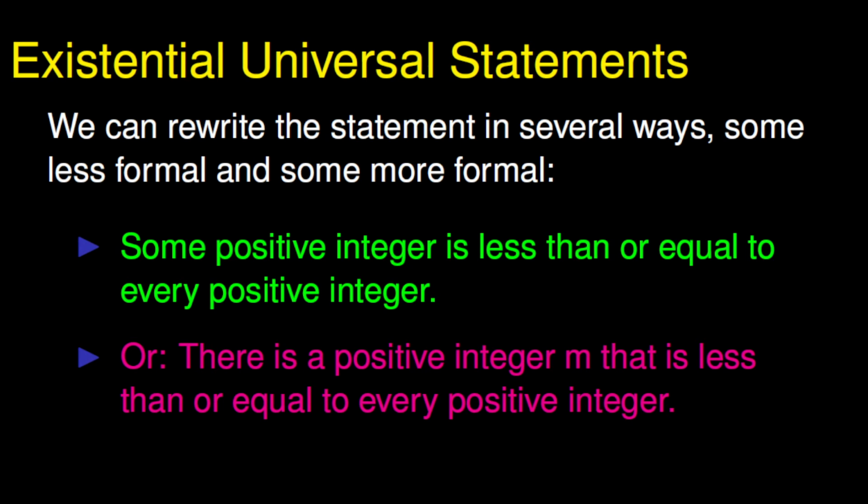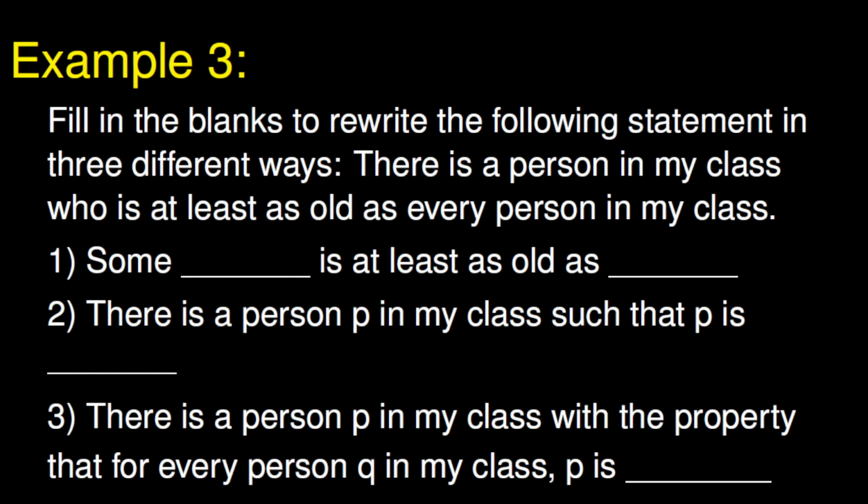In this third example, we are asked to fill in the blanks to rewrite the following statement in three different ways. There is a person in my class who is at least as old as every person in my class. In question 1, the statement is, some, blank, is at least as old as, blank. In question 2, the statement is, there is a person P in my class such that P is, blank. In question 3, the statement is, there is a person P in my class with the property that for every person Q in my class, P is, blank.